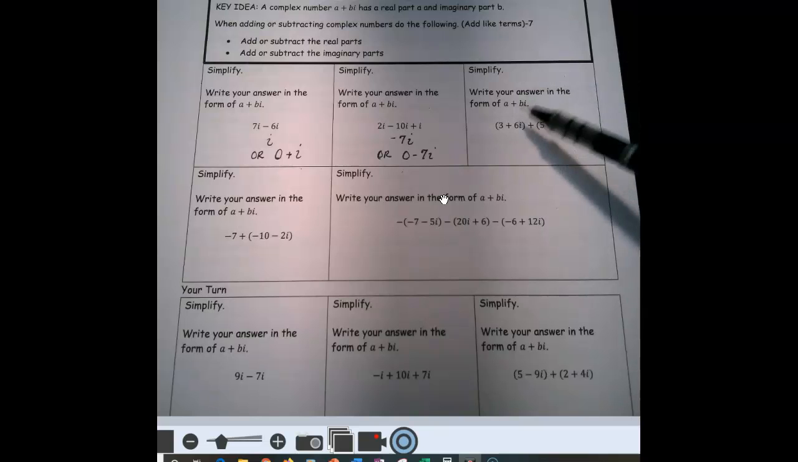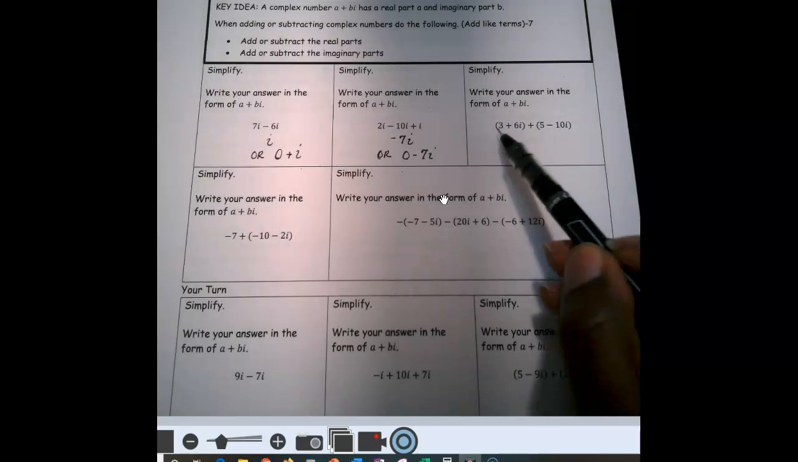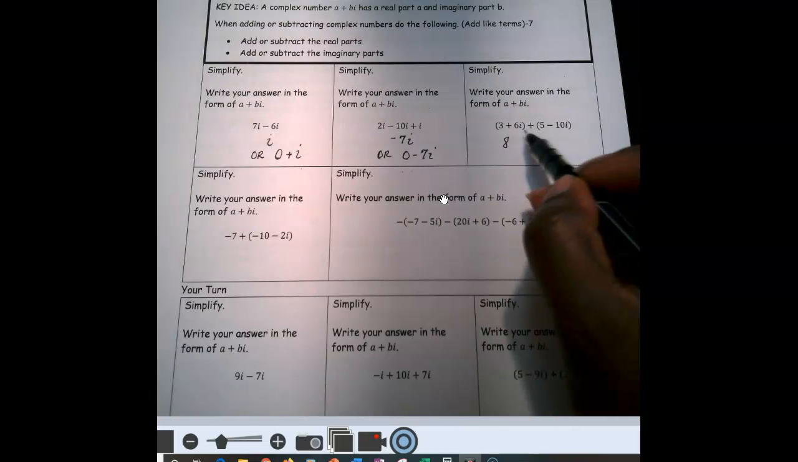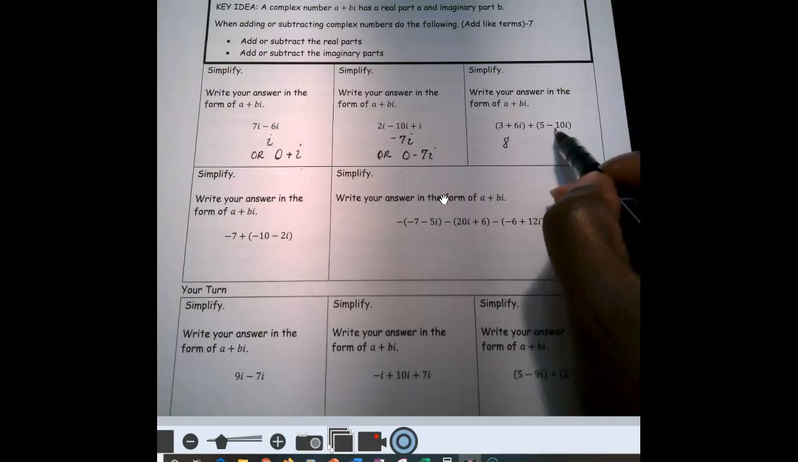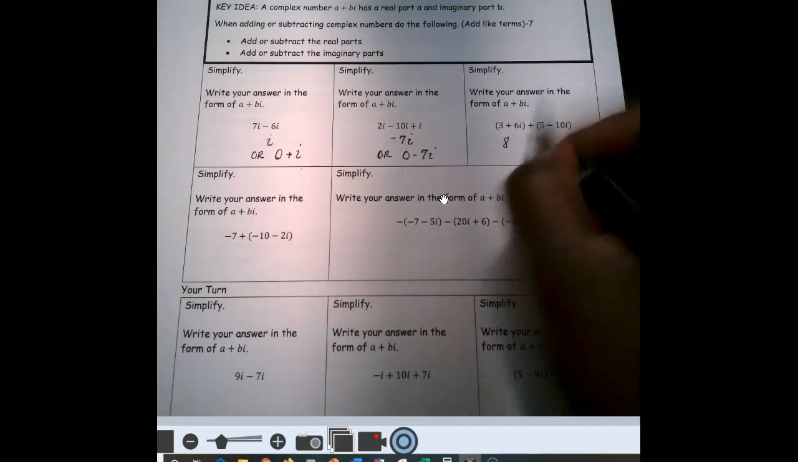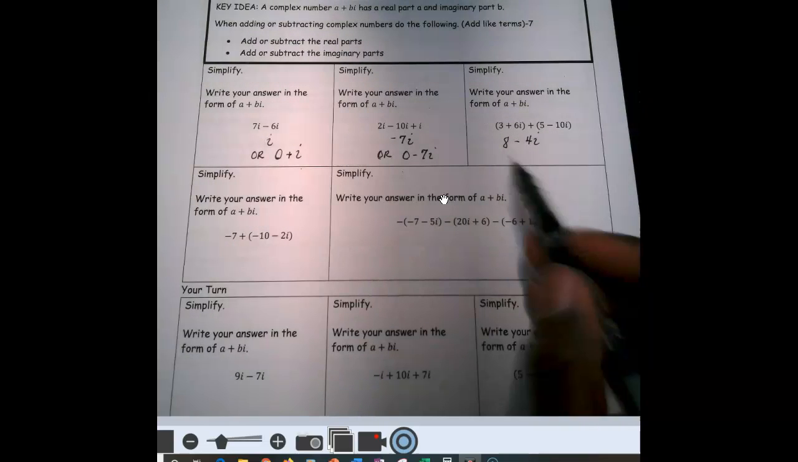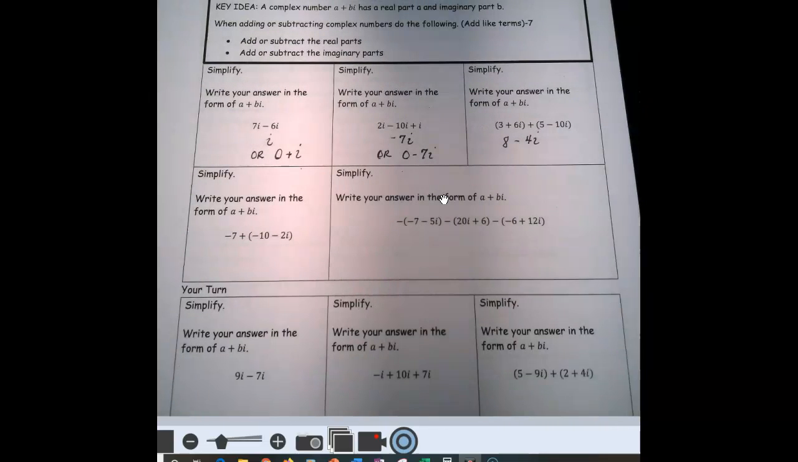Let's move on. We're again simplifying and writing our answer in the form of a plus bi. So this time I've got two sets of parentheses, but we're still just combining like terms. So 3 plus 5 is 8. 6i minus 10i is negative 4i. This is already in the a plus bi form, so we're just going to leave it.